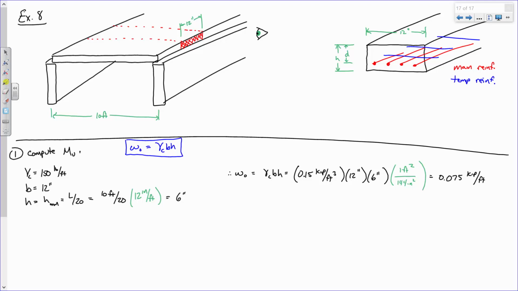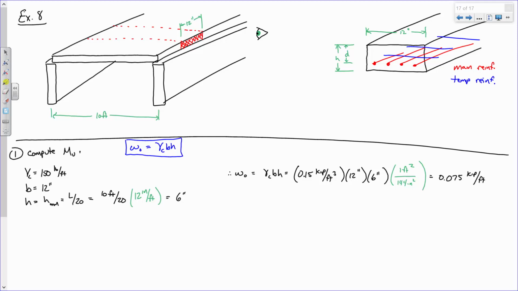Okay. All right. Everybody with me on that? Okay. So let's just sort of write some stuff down. We have a self weight, which is 0.075 kips per foot. Then we would have maybe a dead load to consider and a live load to consider. Now for this problem, there was no superimposed dead load, right? So this one is 0. Okay, but what about the live load? What do I know about the live load on this problem? It's 200 pounds per square foot, right?